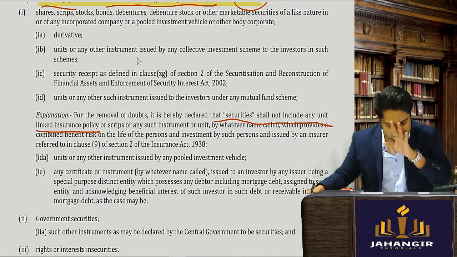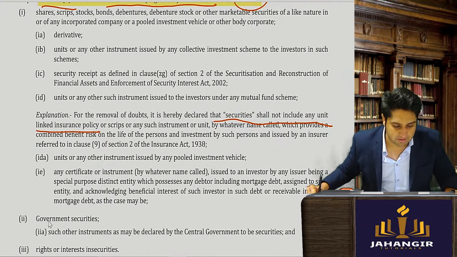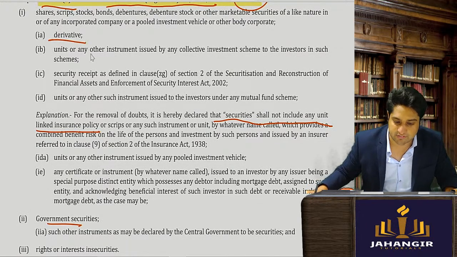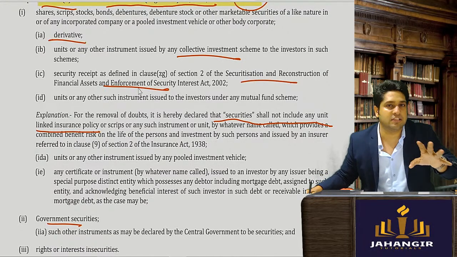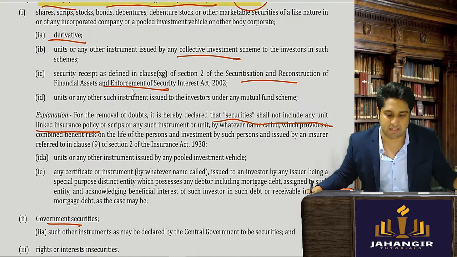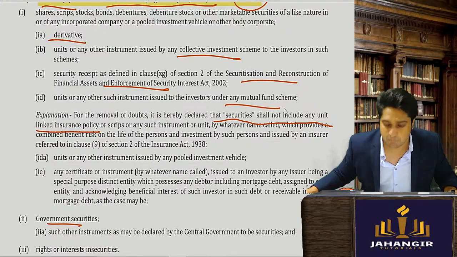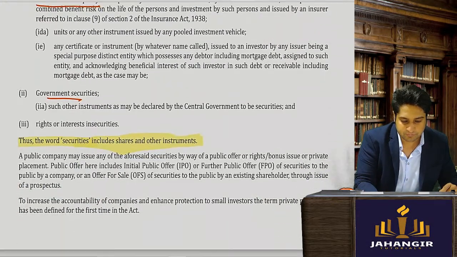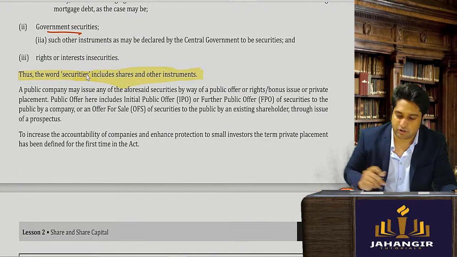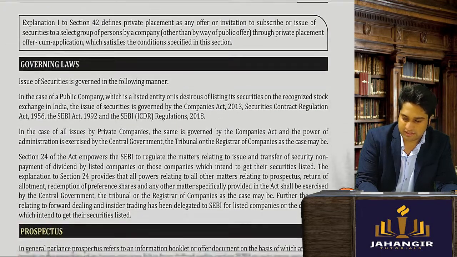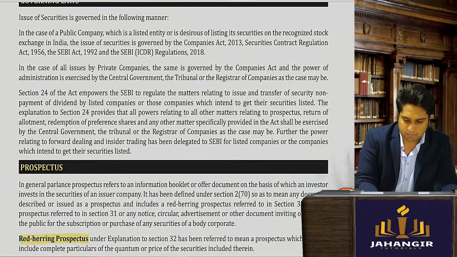Rest, if I see everything else, shares are covered, government securities are covered, derivatives are covered, CIS units are covered, the SEBI Act is covered. Now all this you don't need to know, but these are all things that will come, you will come to know. Mutual fund units, interest securities, any rights securities, etc. The governing law is not important.